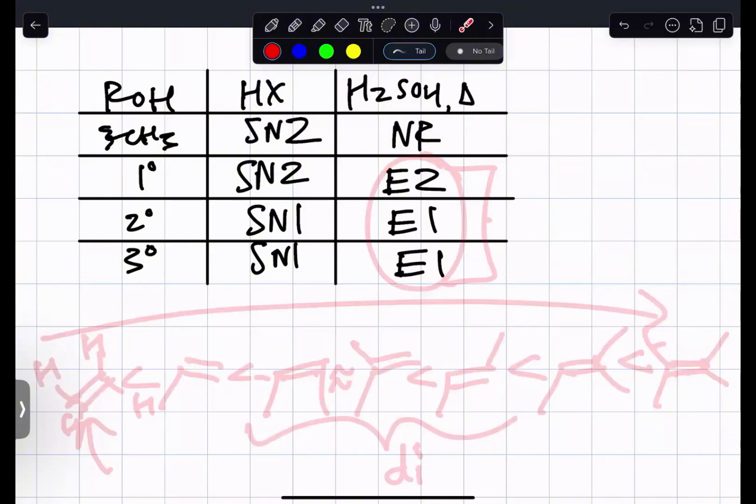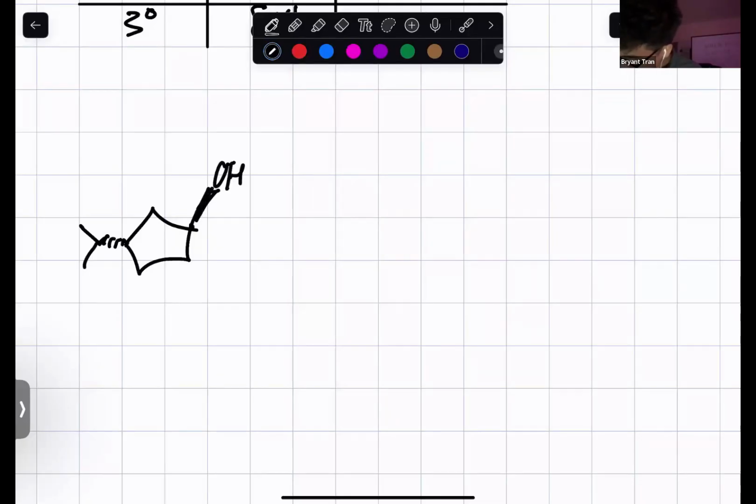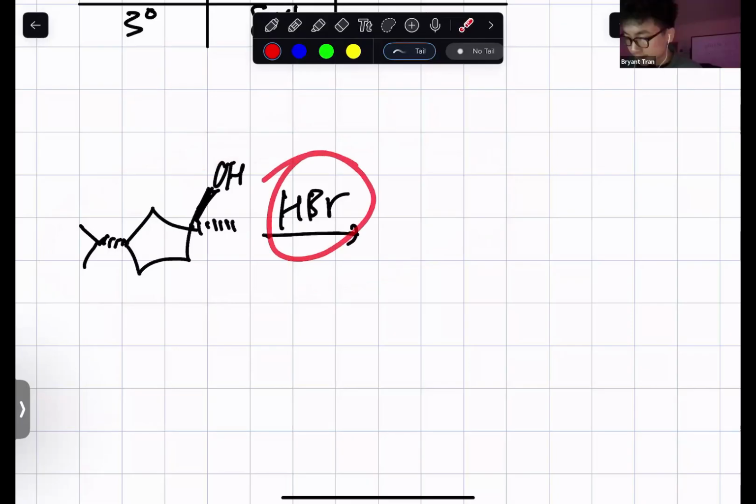Okay. So now let's start with some practice problems over here. I'll give you a simple one to start off with. Let's say we have this alcohol right here, and we're going to react it with HBr. Okay. So HBr is a very strong acid.